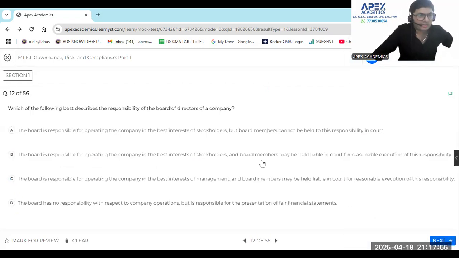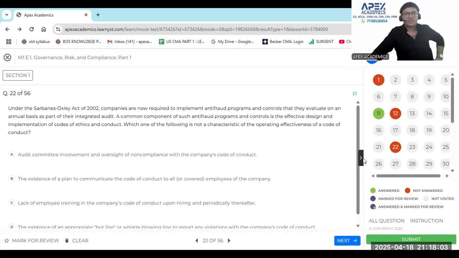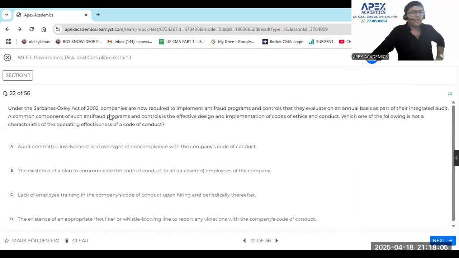Sir, let us read the next one carefully. The next question in SOX for us is question number 22. Under SOX, companies are now required to implement anti-fraud programs and controls that will be evaluated on an annual basis as a part of their integrated audit. These anti-fraud programs and controls are a part of SOX, but they will be checked under an integrated audit.